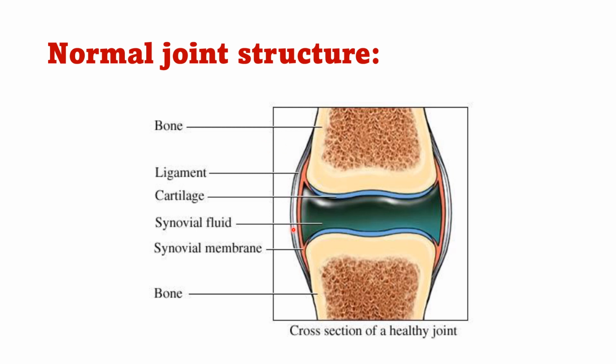Also, the two bony ends are connected together by the ligaments, which protect the stability of the joint. Also, the cavity of the joint is lined with what's called the synovial membrane. The synovial membrane secretes the synovial fluid, which has a very important role in the lubrication of the joint movement, making the joint movement smooth.